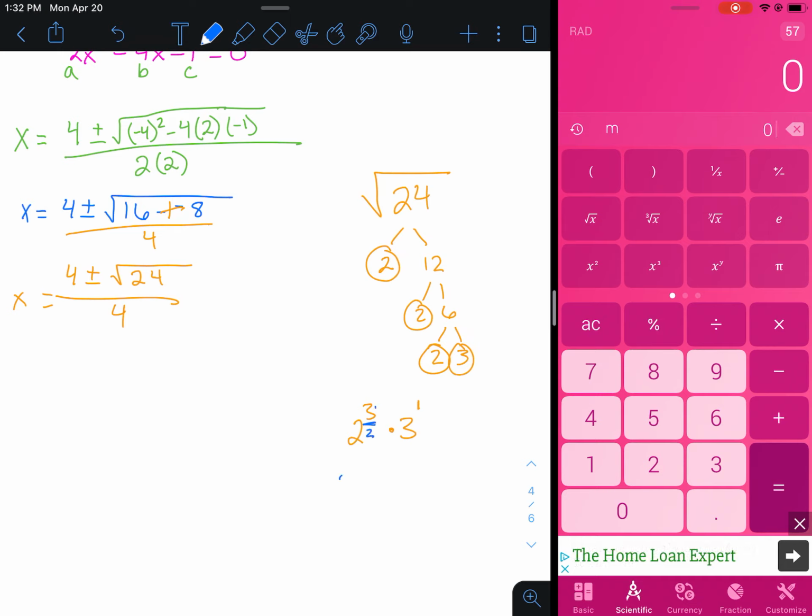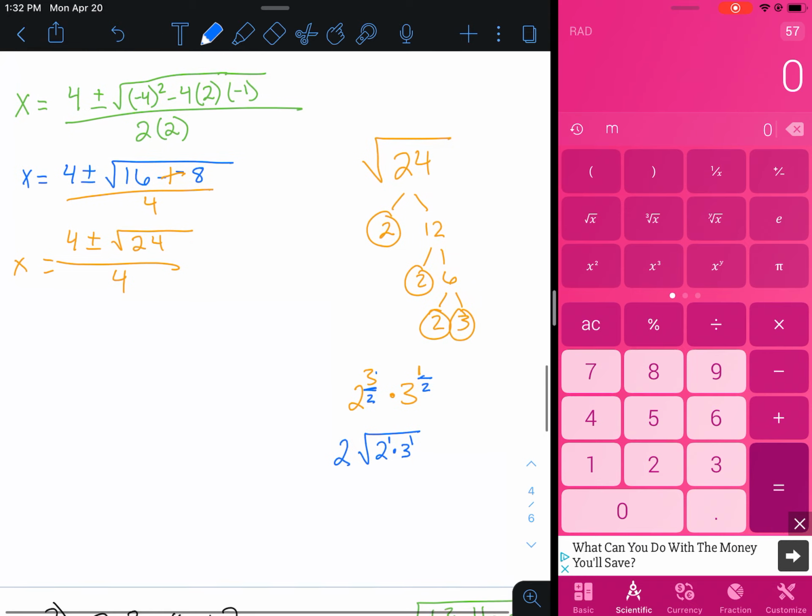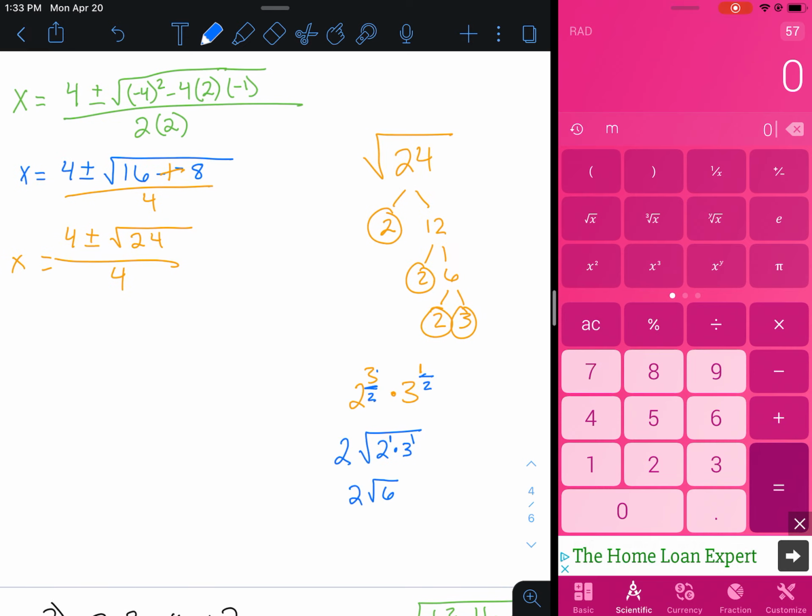Remembering that when I do this, 2 can only go in there one time. So I have 2 on the outside, a 2 remaining on the inside, 2 to the first. Same thing here. This is 3 to the first. 2 times 3 is 6, so I have 2 square root of 6. There are many other ways that you can simplify this instead of using prime factors. If you know that 4 goes in there and then you have 24 divided by 4 is 6, so the square root of 4 is 2, 2 square root of 6. Doesn't matter to me how you find it.